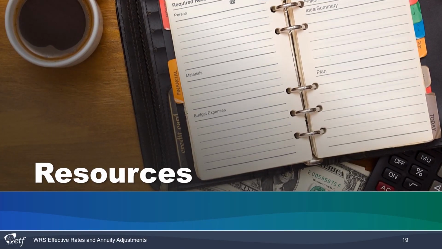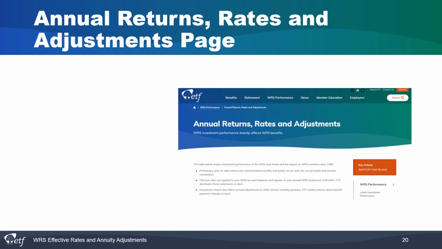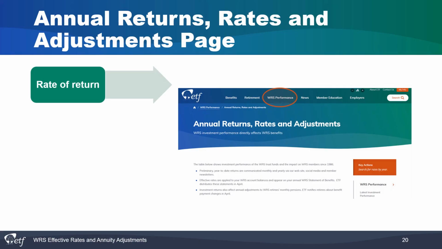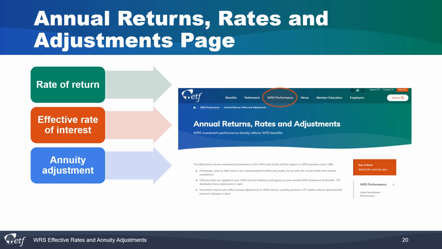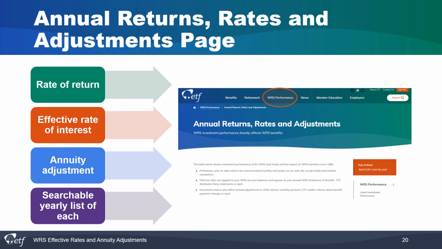Let's take a look at some resources where you can learn more. The Annual Returns, Rates, and Adjustments page can be found under our WRS Performance tab. Here you'll see a list of yearly WRS investment performance for both the core fund and variable fund going back to 1986. It lists the rate of return, WRS effective rate of interest, and annuity adjustment. You can search the list by year.